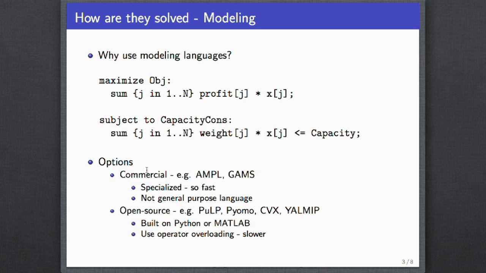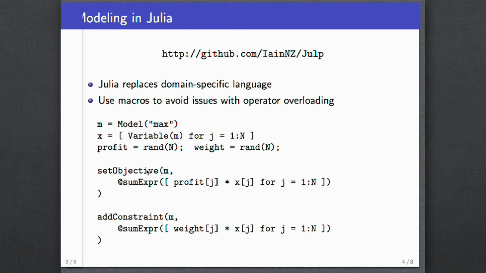Sometimes the statements can get more complicated. For example, profit might not be just an index into an array. It might actually be an expression that depends on the index, so a dot product. This is basically the level of generality they've decided on, and it's sort of conventional. So specialized and fast but not general purpose, versus open source and slower, but with all the magic that comes with using Python or MATLAB. So we thought, aha, Julia, domain-specific languages, we can do everything, right?